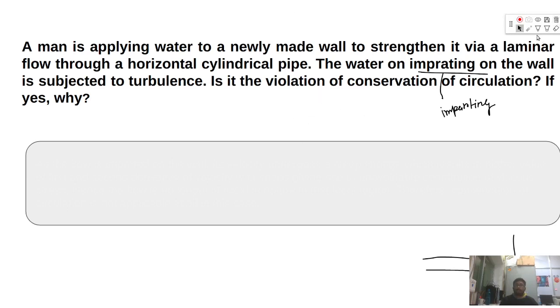And because the gradient is very, very high, the mu del square v term, that is a viscosity term in the Navier-Stokes equation, becomes important. And when it becomes important, the assumption breaks down. So it is no longer inviscid flow. There is some viscosity there, I mean, there is an effect of viscosity.